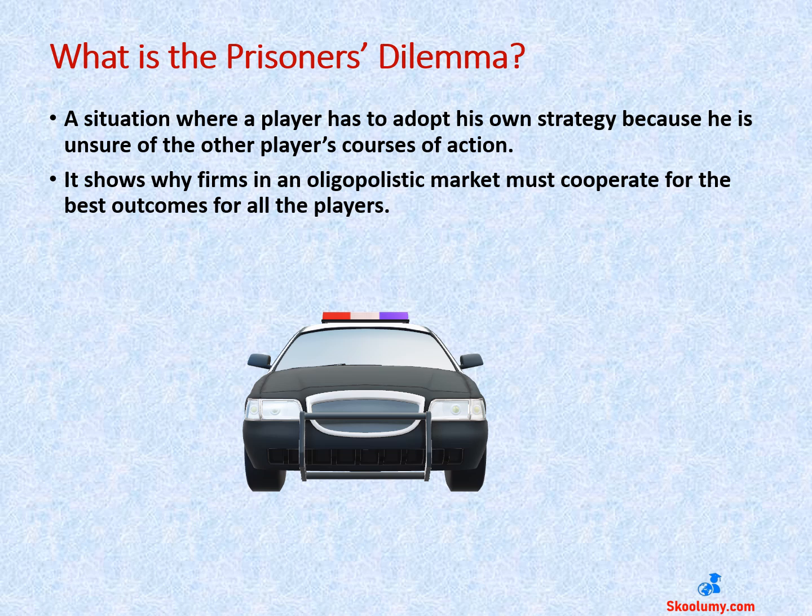A player does not have adequate information about the other player's moves. Consequently, a player will adopt his own strategy because he is unsure of the other player's courses of action. The prisoner's dilemma shows why cooperation in an oligopolistic market produces the best outcomes for all the firms. An oligopoly is a market where there are few dominant firms.